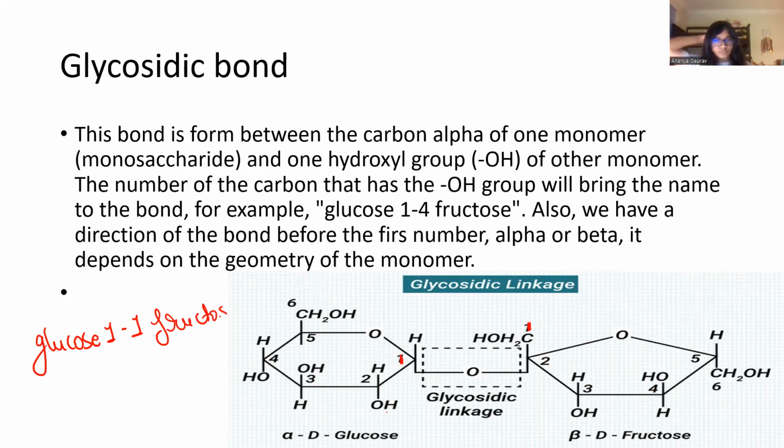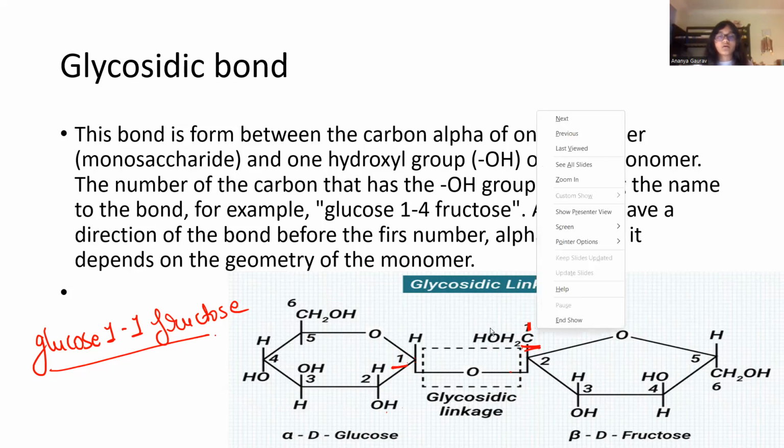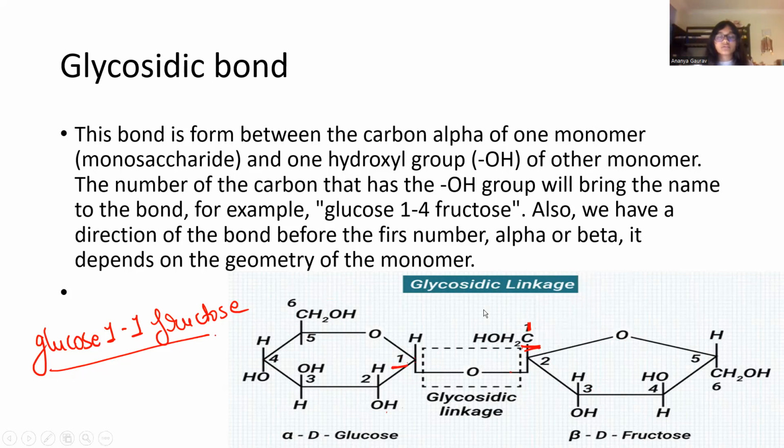1,1-fructose. Why would it be 1,1-fructose? Because of the position of the carbon to which it is bonding. Here it is 1, and in the fructose, the carbon by which it is making a bond is also 1. So we have to write the position. If we have to make glucose 1,4-fructose, then we have to make a chain like this.